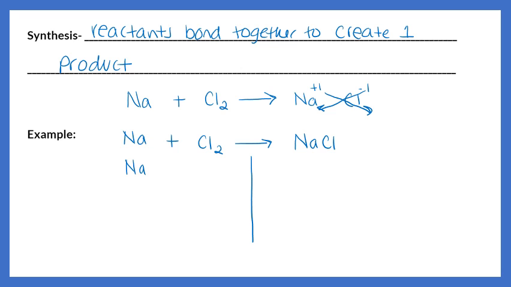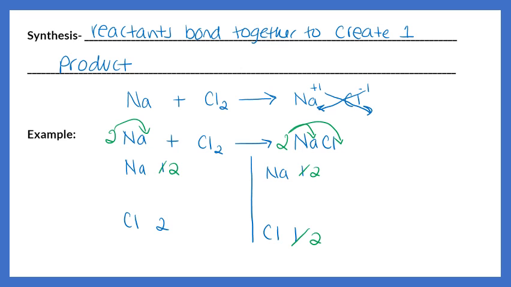So we have NaCl, NaCl. Na is 1, Cl is 2, Na is 1, Cl is 1. I need to get my Cl to be a 2, so I'm going to put 2 out here. 2 times 1 is 2. 2 times 1 is 2. And then I'm going to put a 2 out in front. Okay?